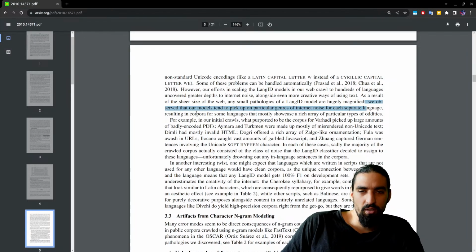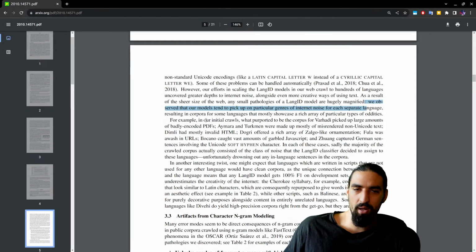For example, in our initial crawls, what purported to be the corpus for Varhadi picked up large amounts of badly encoded PDFs. Aymara and Turkmen were made mostly of misrendered non-Unicode text. Dimli had mostly invalid HTML. Dogri offered a rich array of Zalgo-like ornamentation. Fula was awash in URLs. Ilocano caught vast amounts of garbled JavaScript, and Zhuang captured German sentences involving the Unicode soft hyphen character.